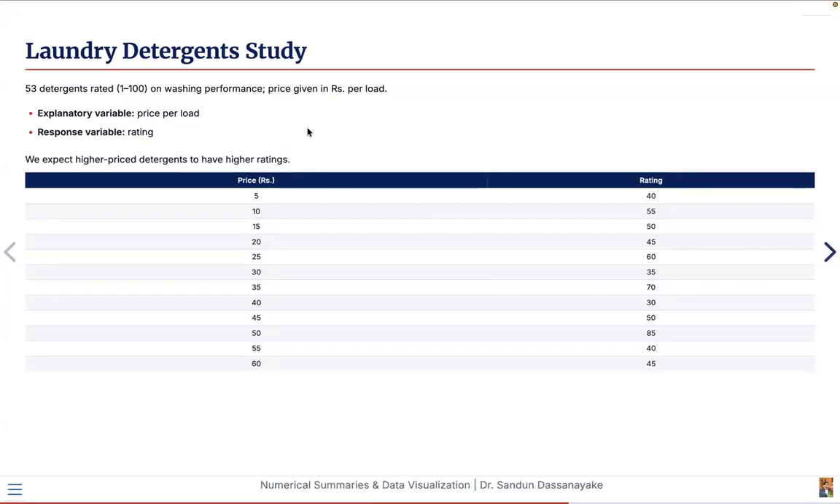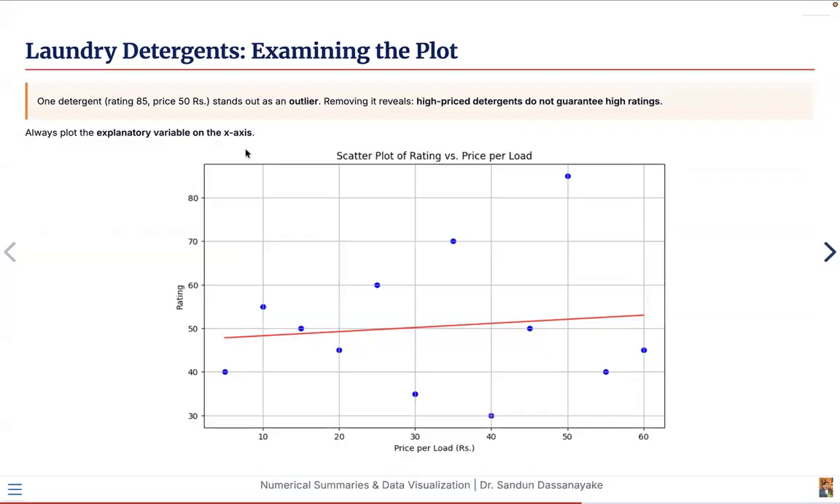Let's go forward and see what we get. In the laundry detergents, we will look at the plot. One detergent with rating 85 and price 50 stands out as an outlier. You look at the values, you can see 50 rupees, 85, and this is an outlier. How we get this, how we do this, is a different discussion, but this is how you look at the data. So you plot them and you fit a linear line, linear regression.